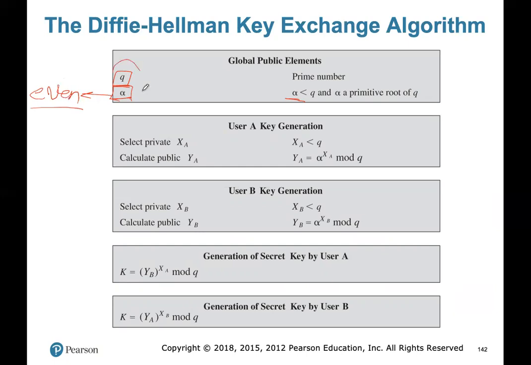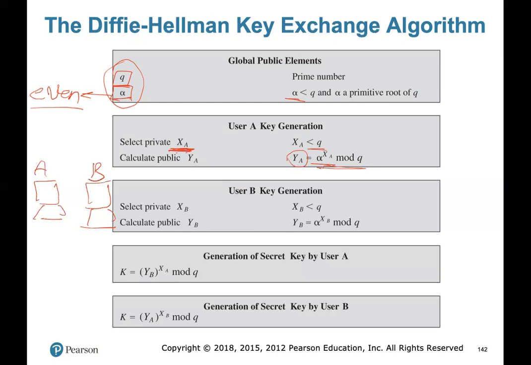Anyway, the algorithm works based on q and alpha this way. Select a private key XA. We are talking about the Alice side. If you remember, we have two sides, Alice and Bob. Alice selects a number called XA, which is smaller than Q, and this is going to be the private key of Alice. Alice also calculates, based on this XA, alpha to the power of XA, modulo Q, of course. This is called YA, which is the public key of Alice.